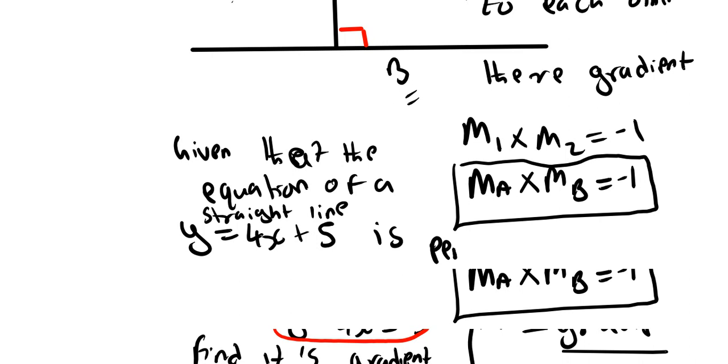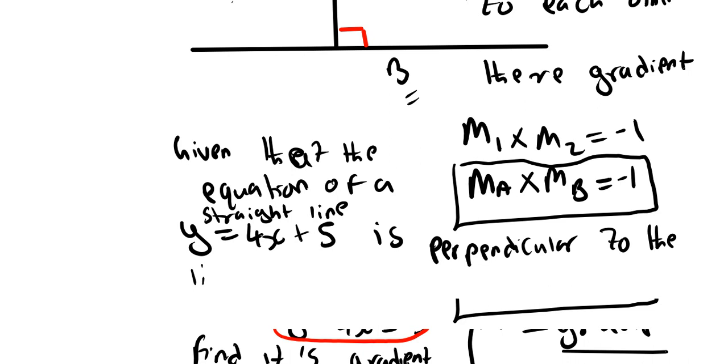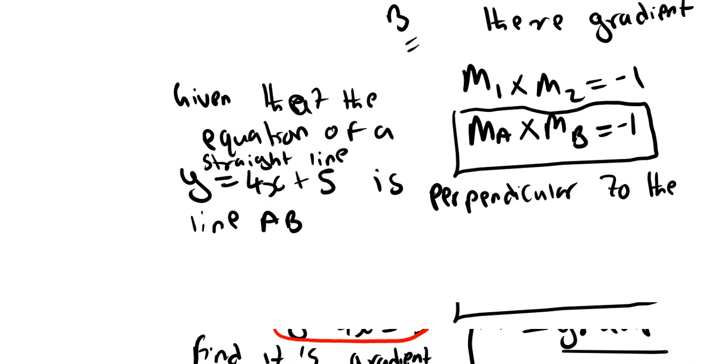perpendicular to the line y is equals to kx plus 5. Then they tell you to find k.